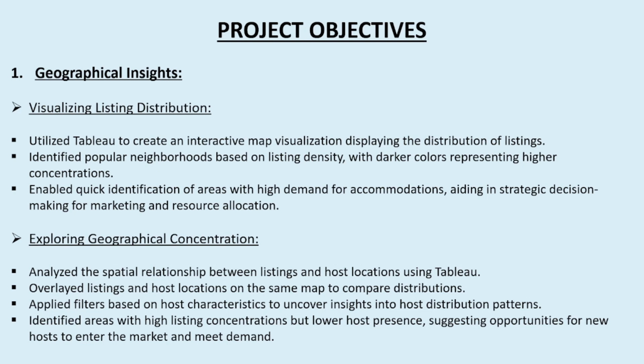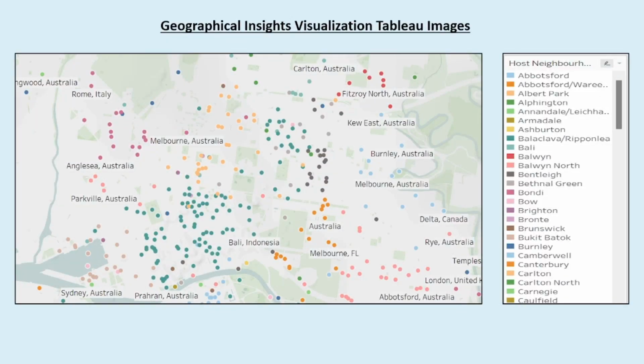Identify areas with a high listing concentration but lower host presence, suggesting opportunities for new hosts to enter the market and meet demand. This is the Tableau image of the geographical insight visualization. You can check it out in the Tableau file. This is the screenshot. You can see over here the host neighborhood, with the color palette given to each neighborhood, and this is the color palette showing in the map. You can check it out.